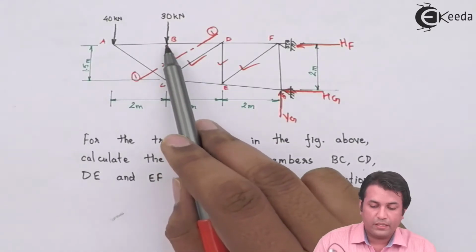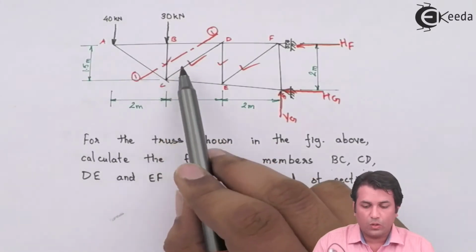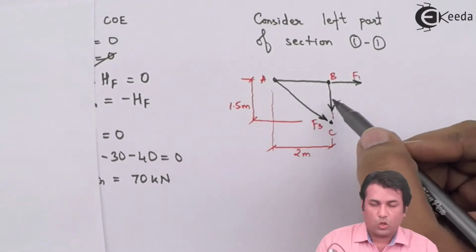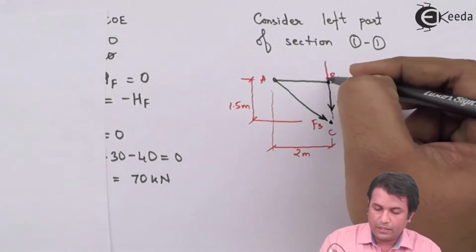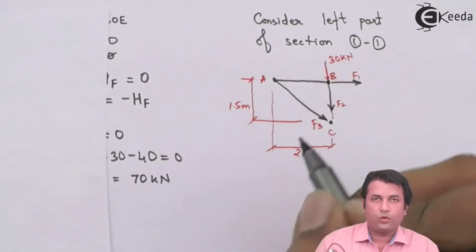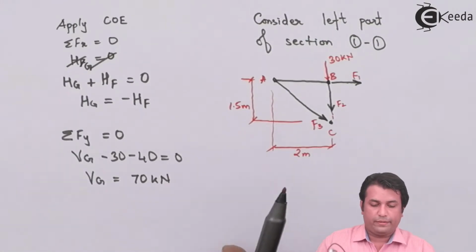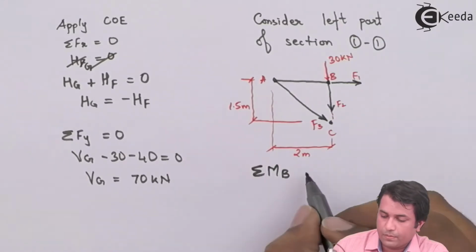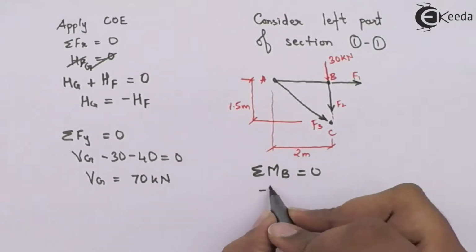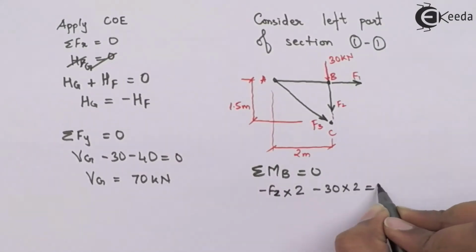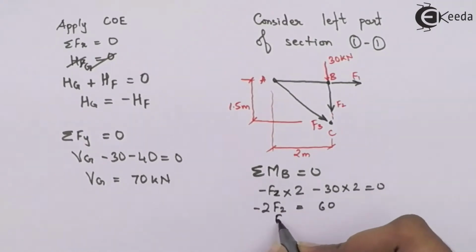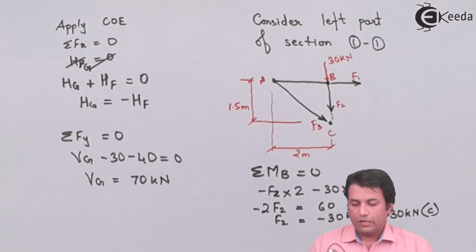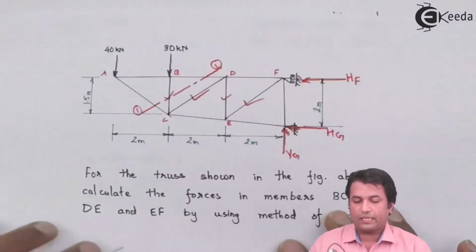In that case, this force, which I have assumed is acting outwards from joint B, I can take as a clockwise moment. I have a force acting over here of 30 kilonewtons. Even that force is going to create a clockwise moment. So I'll take moment about point B. You can see that I've got the force for the member BC.